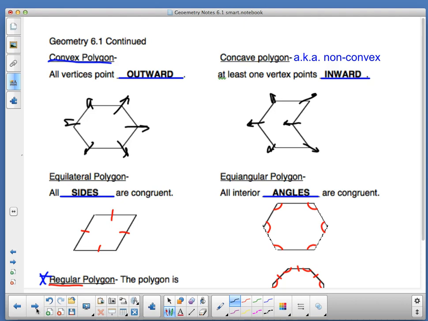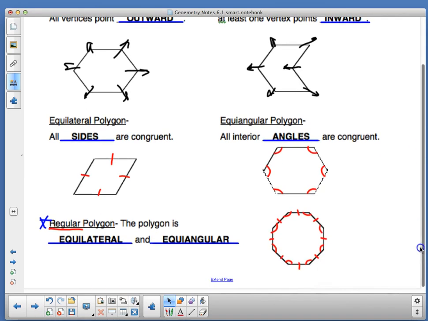Now, equilateral polygon and equiangular polygon we worked with before. An equilateral polygon, all the sides are the same. Equiangular, all the interior angles are the same. Okay, and incidentally, so are their exterior angles, because interior angles and exterior angles of a polygon are supplementary. There's one exterior angle at each vertex, and they're supplementary with the interior angle. And finally, if I have a polygon that's equilateral and equiangular, it's considered a regular polygon.